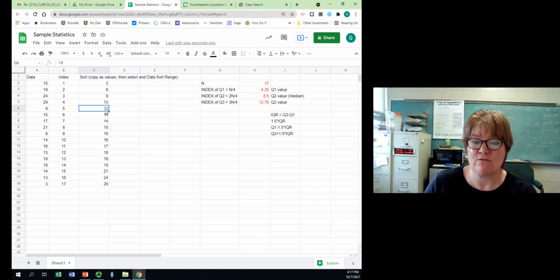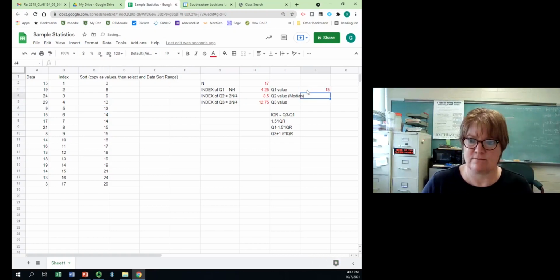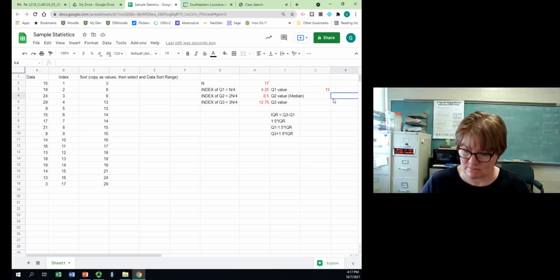Now, when I look at 4 and 5, they're both 13. So I don't really even need to take an average. Since they're both 13, anywhere in between would also be 13. So that's going to be 13. Let's look at Q2, which is 8.5. Well, here's 8, here's 9. So 8.5 would be between 15 and 15. Since they're the same, that's 15.